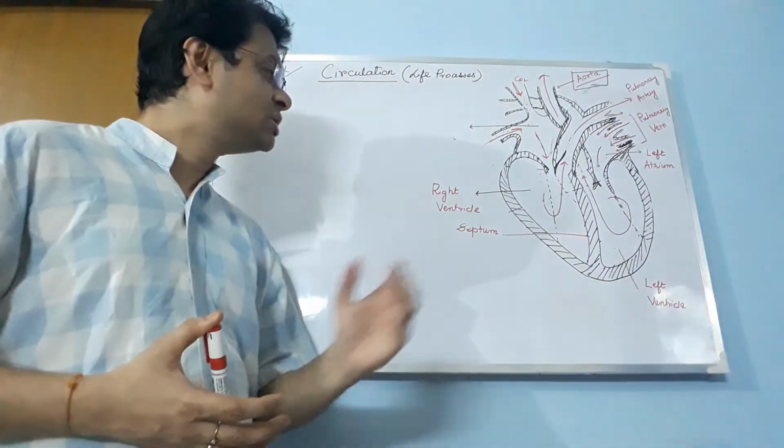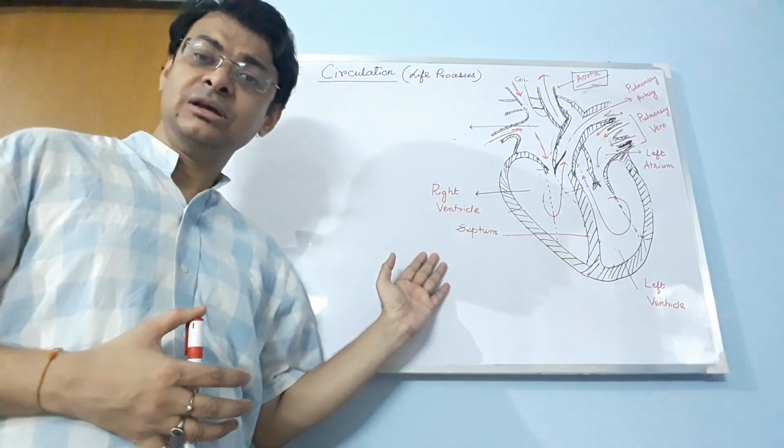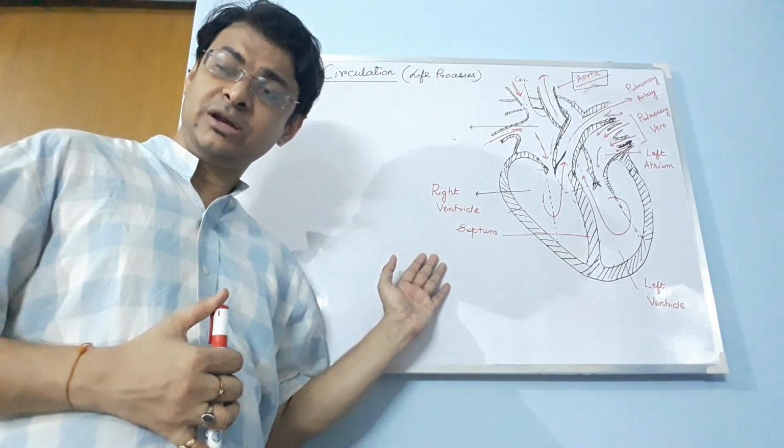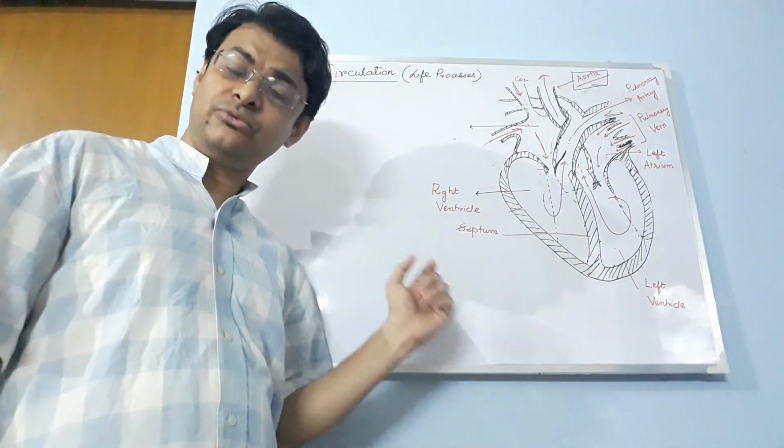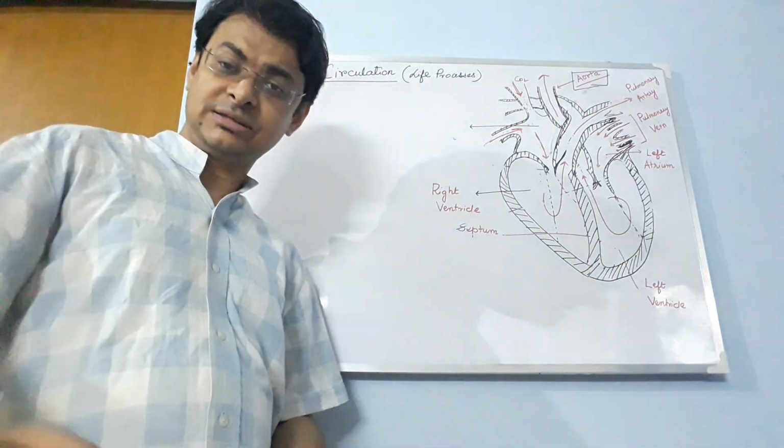Okay, so this is all about circulation. In the next part I will be explaining how circulation of water and food takes place in plants. Thank you.